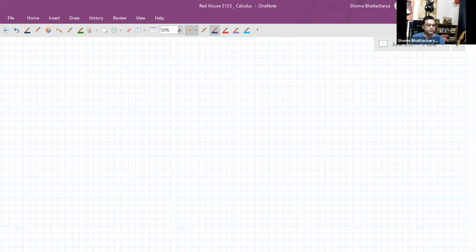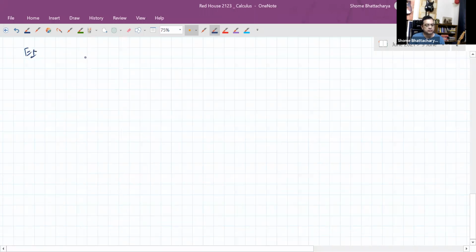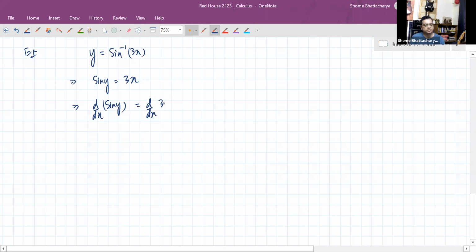So we have this example now, that y is equal to sine inverse of 3x. Okay. So we can say that sine y is equal to 3x. So differentiation of sine y is equal to differentiation of 3x with respect to x. So now the chain rule step.